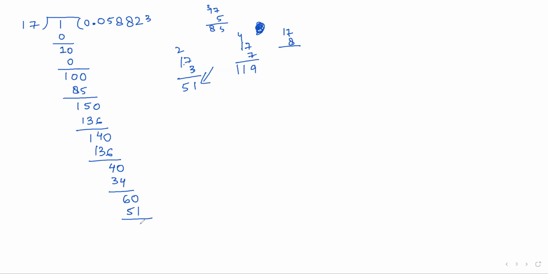So 10 minus 1 is 9. Make it 90. Now how many times? 5 times, right? It will go 5 times. 5 times 85. So 5 into 85. So again, I'm getting 5 as the remainder.